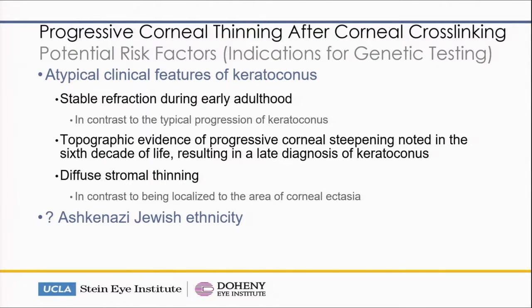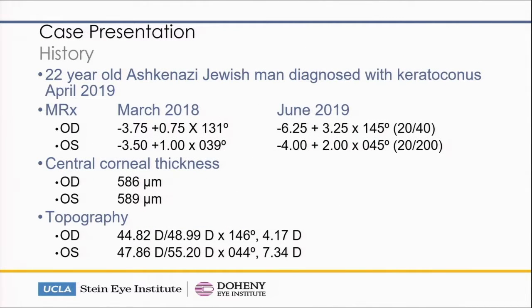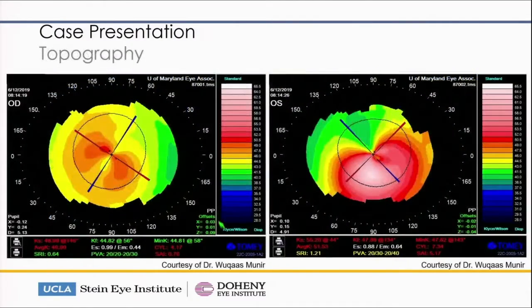And what about Ashkenazi Jewish ethnicity? Is that a risk factor? You say, well, you just have one case. No, I actually have a second case. A 22-year-old gentleman brought to my attention just about 6 weeks ago, diagnosed with keratoconus earlier this year. You see his refraction in each eye in March of 2018 and then June of this year. Central corneal thickness here was normal. Topography, he was steep in each eye, more so in the left than in the right. Topography showed the skewing of the radial axes in the right eye, infratemporal steepening in the left eye.